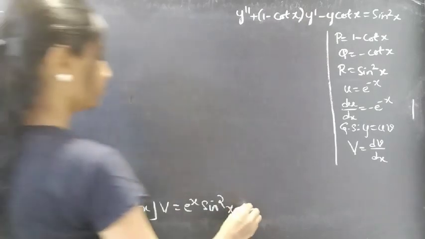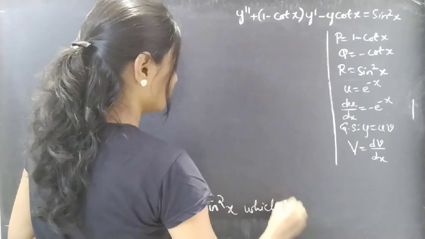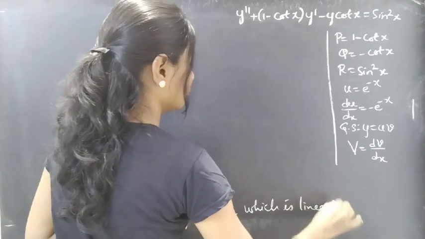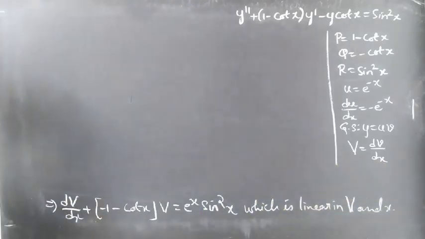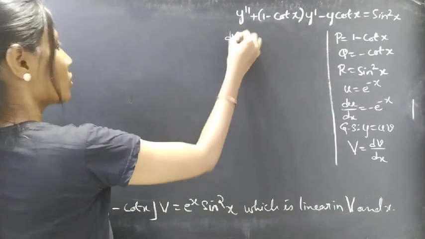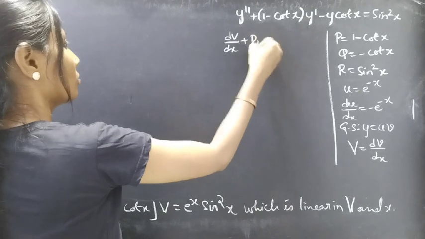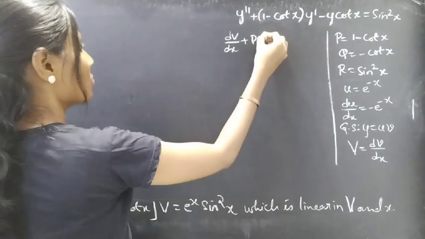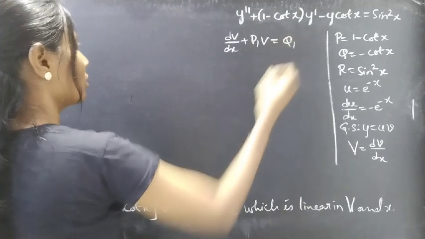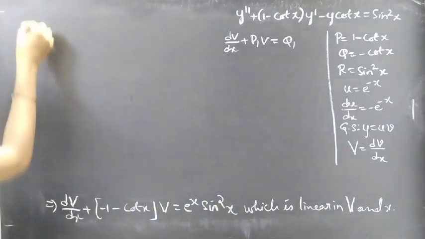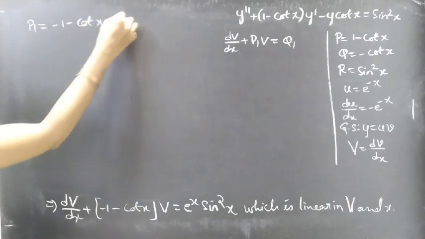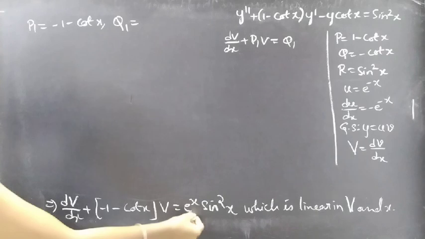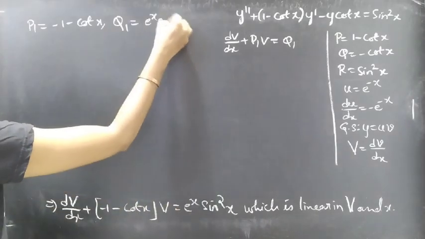Which is linear in V and x. Now just compare this equation with the linear differential equation standard form in v and x, say dv by dx plus p1 v equal to q1. By comparing these two, we'll get p1 and q1, where p1 equals minus 1 minus cot x and q1 equals e power x sine square x.